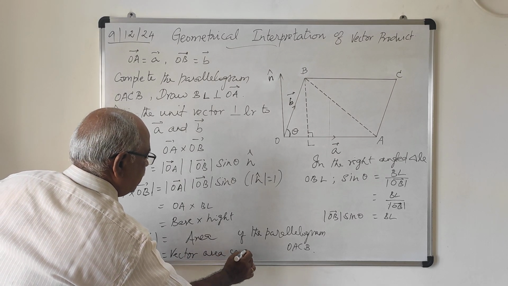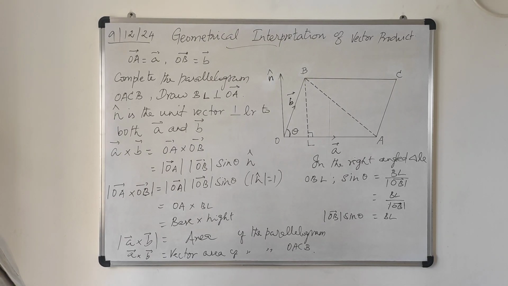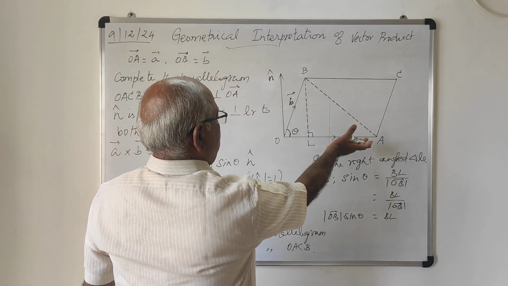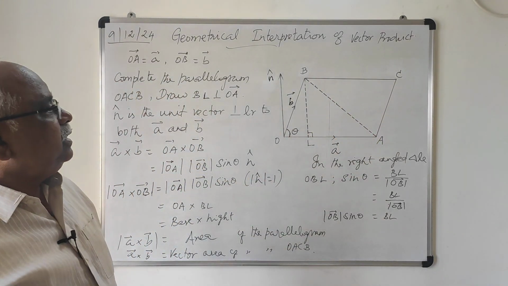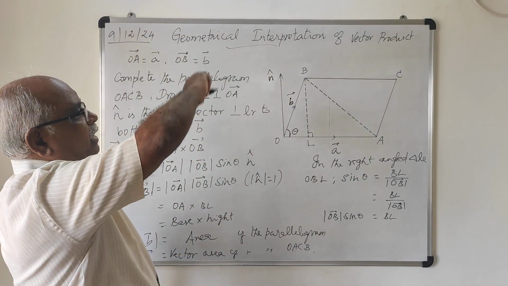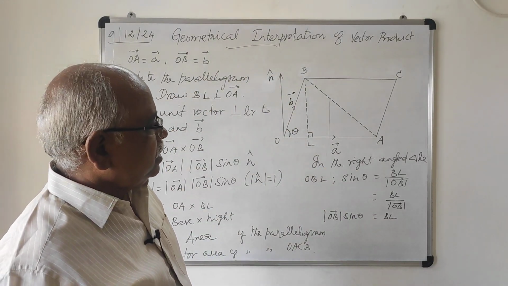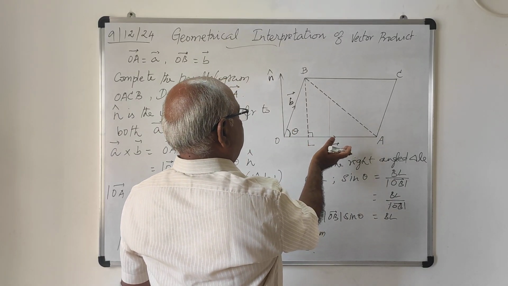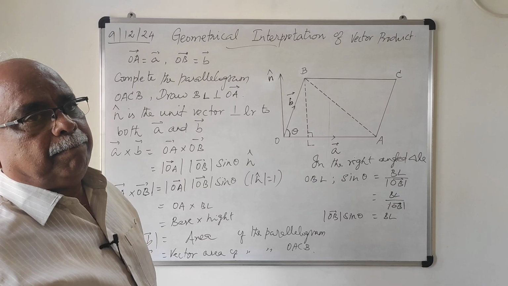Vector area of the parallelogram OACB. So the geometrical meaning of A cross B is the vector area of the parallelogram having A vector and B vector as adjacent sides. That is the impression we get geometrically. So the geometrical interpretation of cross product is nothing but the vector area of the parallelogram with OA as a base, and A and B as the adjacent sides of the parallelogram. That's all.